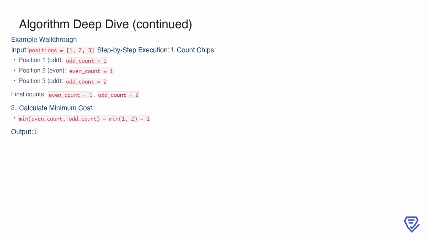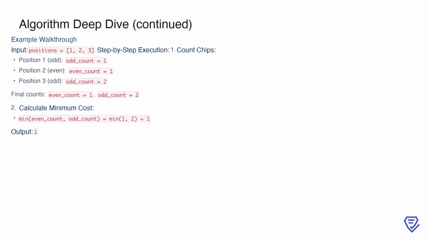Let's go through an example to clarify how the algorithm works. Suppose the input is positions equal to [1, 2, 3]. We start by counting the chips. Position 1 is odd, so odd_count becomes 1. Position 2 is even, so even_count becomes 1. Position 3 is odd, so odd_count increases to 2. At the end of this step, we have even_count equal to 1 and odd_count equal to 2.